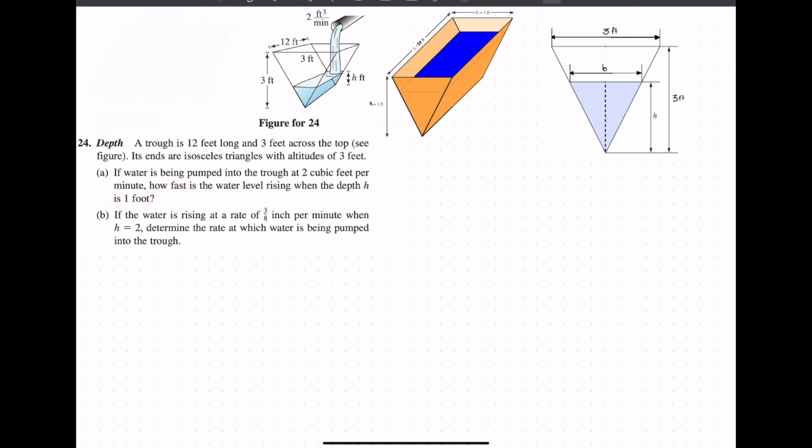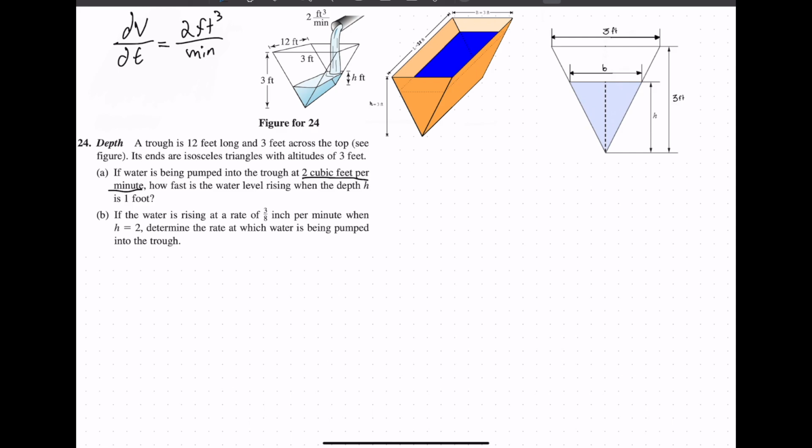So first of all, let's try to identify what it means by 2 cubic feet per minute. As you can see, there's something in change of volume over the change of time. So dV/dt, based on the units.